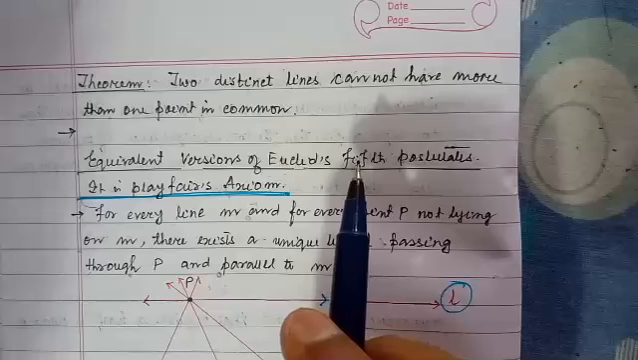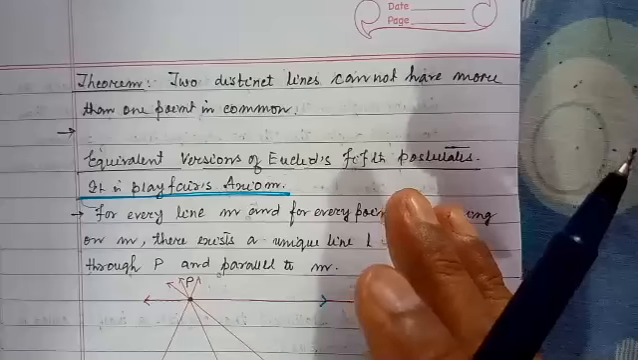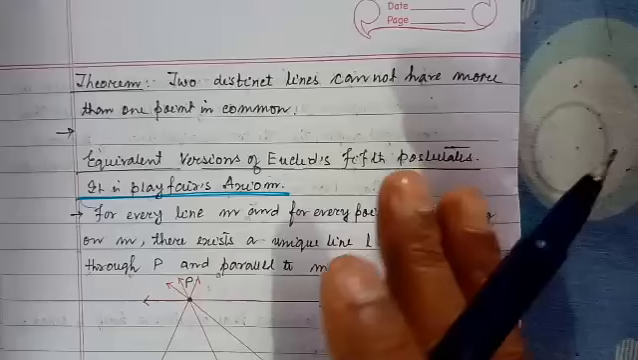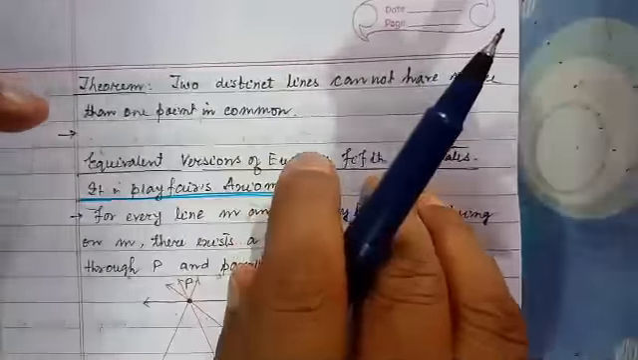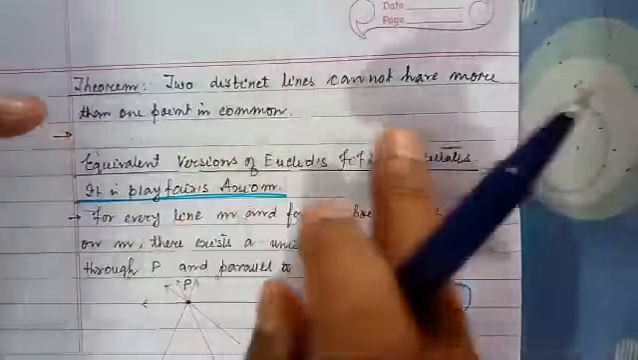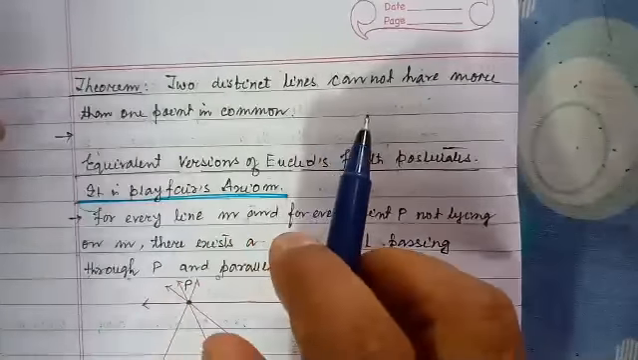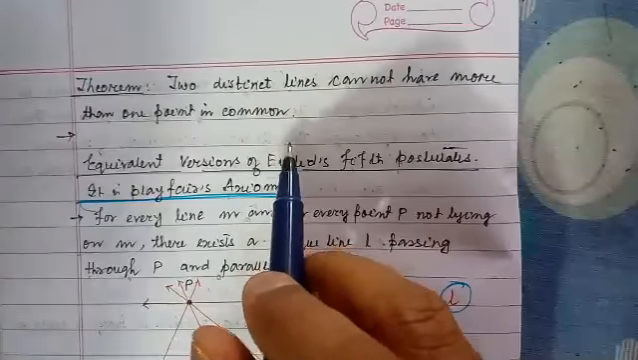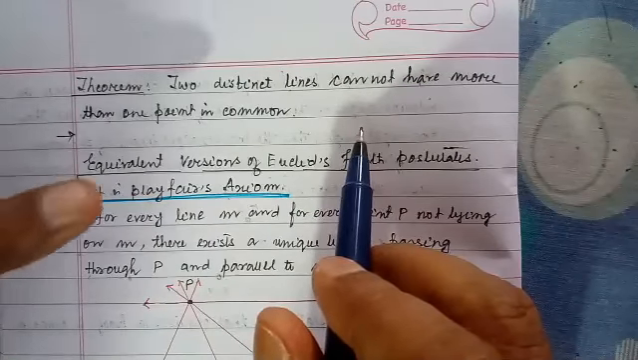Let us assume two lines P and Q, and if possible they intersect at more than one point. So if they intersect at more than one point, then through those two points more than one distinct line can be drawn, which contradicts Euclid's axiom that through two distinct points one and only one line can be drawn.